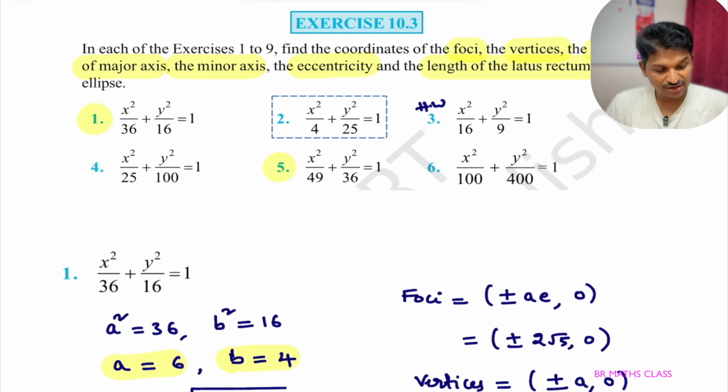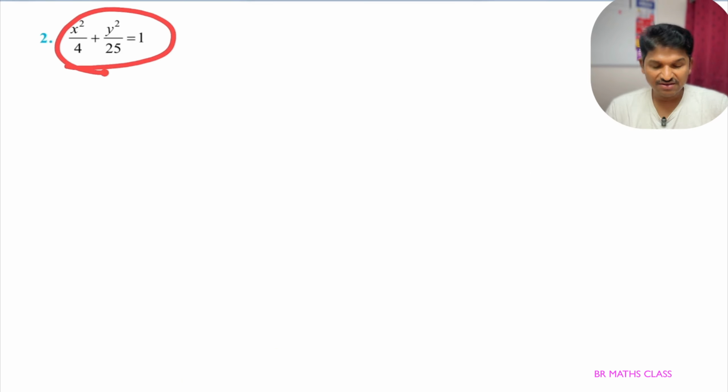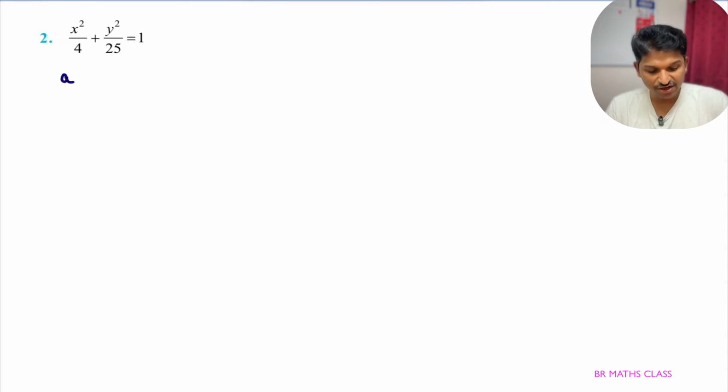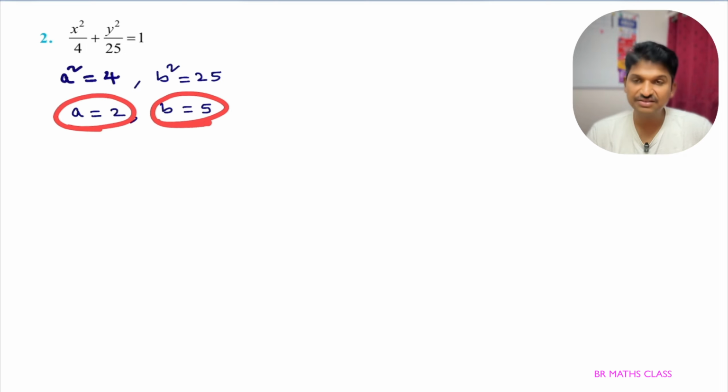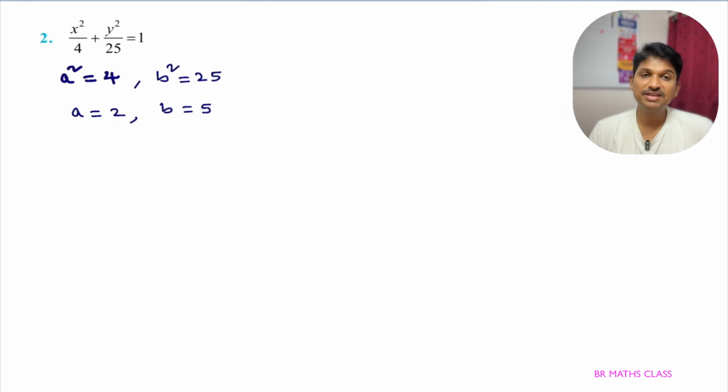First, we'll do this second question. See, this is the ellipse equation. First, we'll decide whether this is the first type of ellipse or the second type by calculating a value and b value. a square is 4, b square is 25. As a square is 4, a value is 2. b square is 25, b value is 5. Here, a is less than b, correct? As a is less than b, this is the second type of ellipse. So, we need to use the formulas which are for the second type.